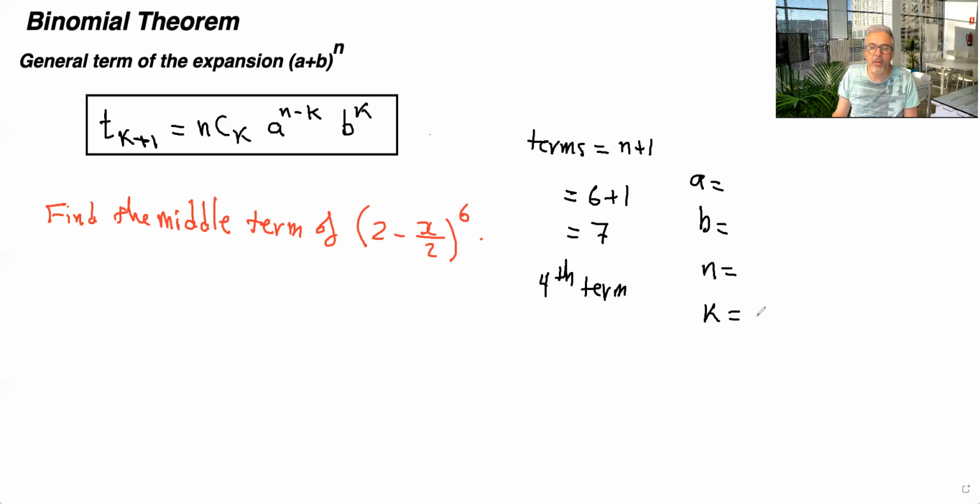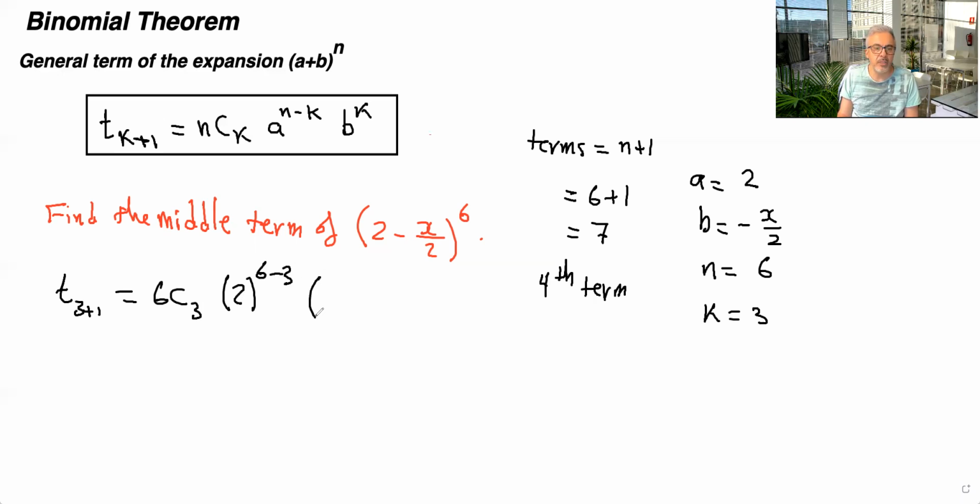To find the fourth term right away, you have to make k 3, because you remember this reads k plus 1. If you make k 3, 3 plus 1 is 4, that will read t4. And a here is 2. B, make sure you include the negative there, negative x over 2. And n is 6. So therefore, we're going to find t(3+1), n, which is 6 here, choose 3. And then a, which is 2 to the power of 6 minus 3, and b, which is negative x over 2 to the power of k, which is 3.